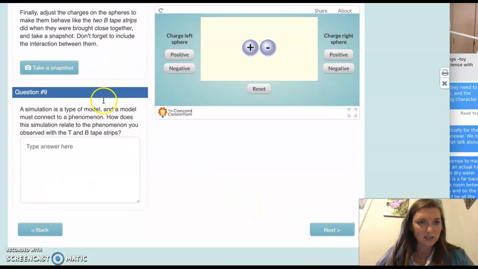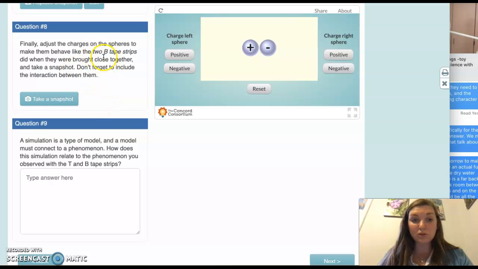And yeah, so that's the idea there. So then you'll do another one. The two B strips, so those are like charges again. What are like charges going to do?